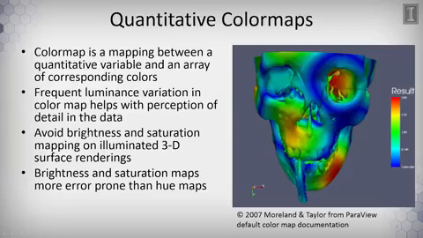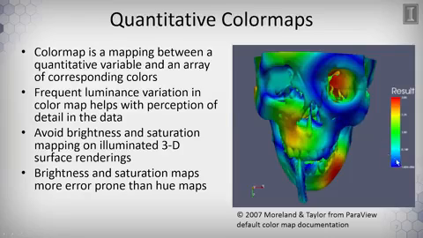So it's best to avoid brightness and saturation variations in a color map for illuminated three-dimensional objects, and in general, mapping brightness and saturation to actual quantitative values is more error-prone than hue maps. So if this is a direct hue map, then it's easier for us to make a reference into a legend for what those values are.